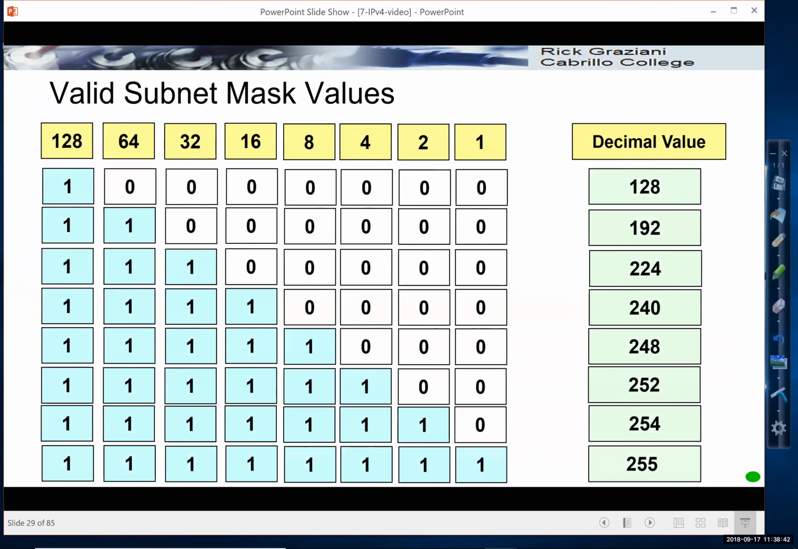So these are the only decimal values you'll ever see. Now, let me add one more, because there is actually one more decimal value you will see, which is a 0, all zeros. There we go. So these are the only decimal values you will see in a subnet mask, because they have to be a contiguous string of 1s followed by a contiguous string of 0s.